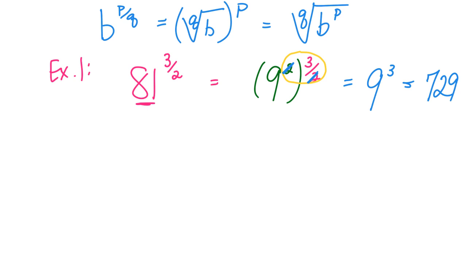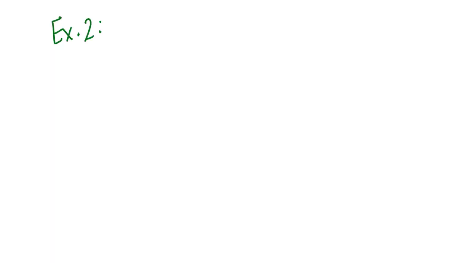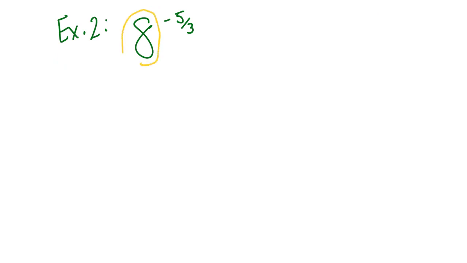Now, what happens if we get something like example 2? All right, example 2 says 8 to the negative 5 over 3. So we have to look at this 8 and say, we want something to this bottom power. Now that we've seen how it works, we know we want 8, something to the 3rd power.